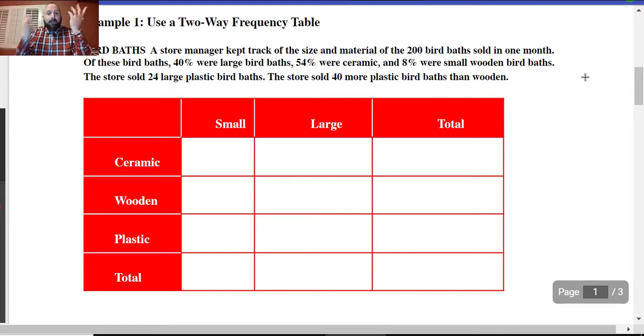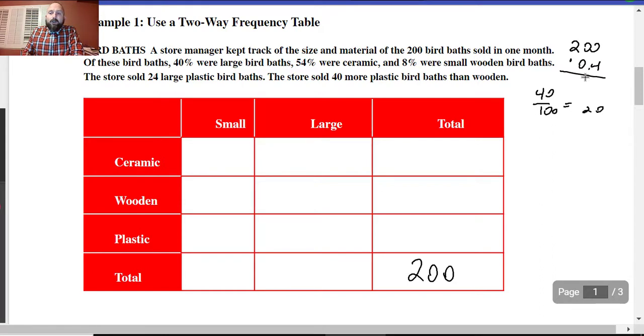So let's do that. A store manager kept track of the size and material of the 200 bird baths sold. So that's going to be the total number of bird baths, 200, in 1 month. Of these bird baths, 40% were large bird baths. Well, 40% of 200 would be 80. We could say 200 times 0.4 and get 80. Or we could say 40 over 100 is equal to what over 200? And we're like, oh, it's 80. So I know that the large bird baths is 80.